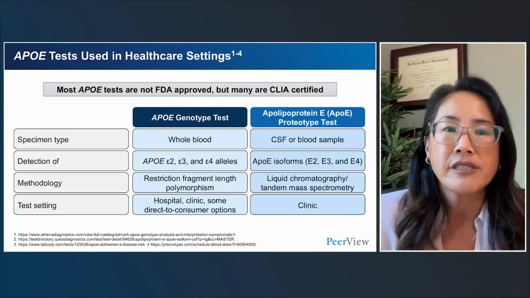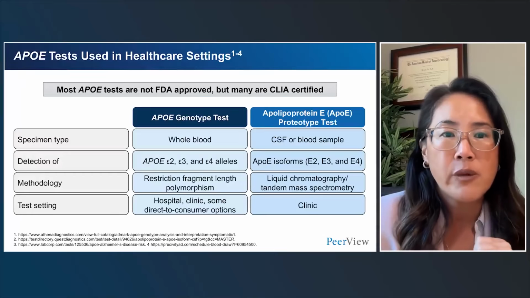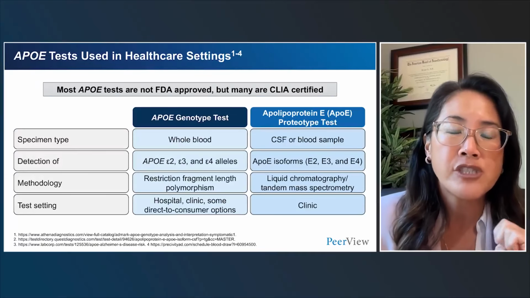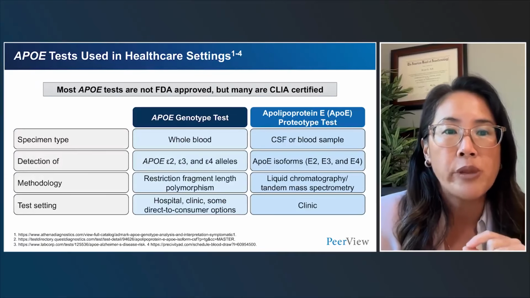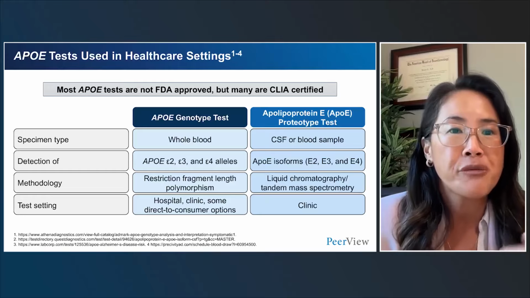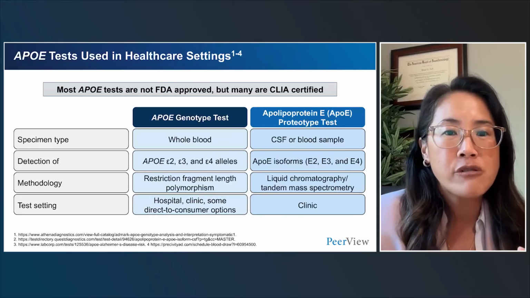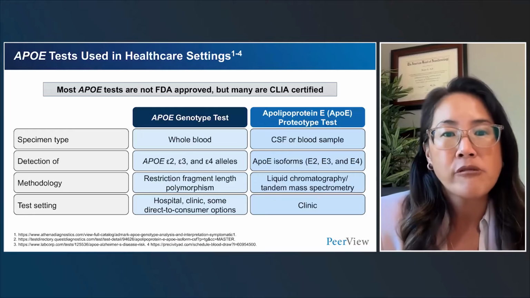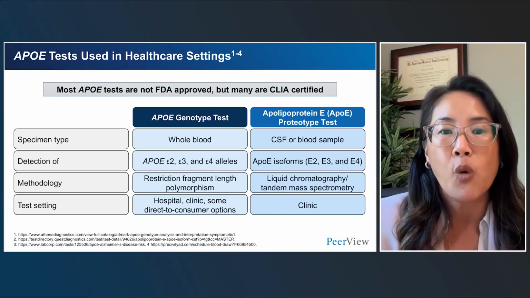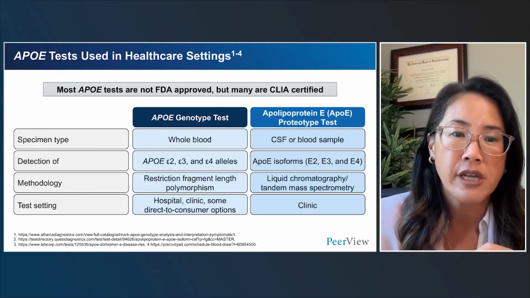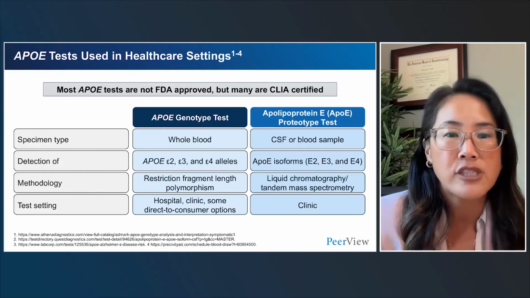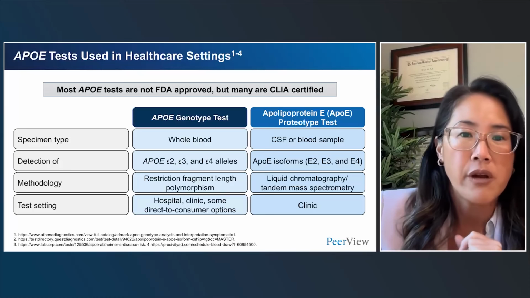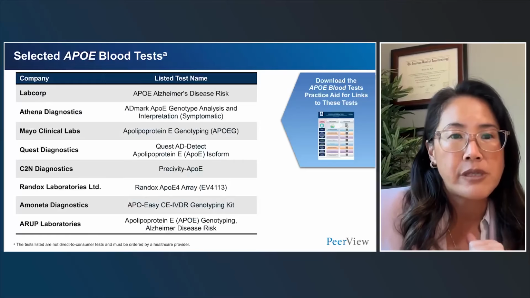And so in the healthcare settings, there may be two types of tests that we can get. The APOE genotype testing, which uses whole blood, and you get the APOE 2, 3, 4 genotyping, understanding that. You can also get an APOE proteotype test, which includes CSF or a blood sample. And again, you get an understanding about the APOE isoforms of 2, 3, and 4. And there are different methodologies between this.